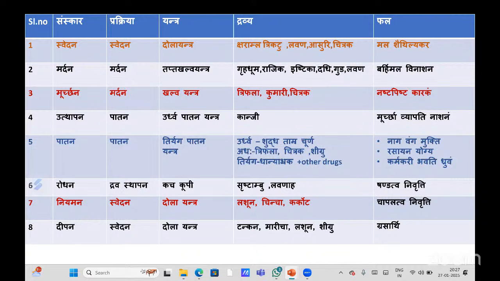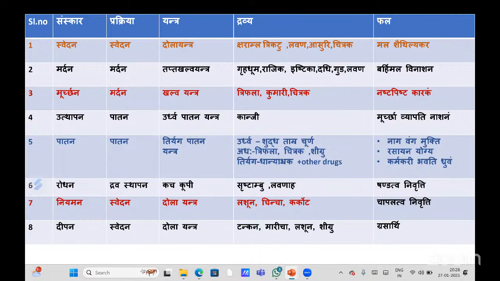And the Yantra used in each Samskara. Like in Svedana Samskara, we are going to use the Dola Yantra. In Mardana Samskara, we are going to use Tapta Kalva Yantra. While in the Murchana Samskara, we are going to use normal Kalva Yantra. While in Mardana, we are going to use Tapta Kalva Yantra. And the Dravyas, which are the drugs used for each Samskara. And what is the benefit or phala of that individual Samskara.